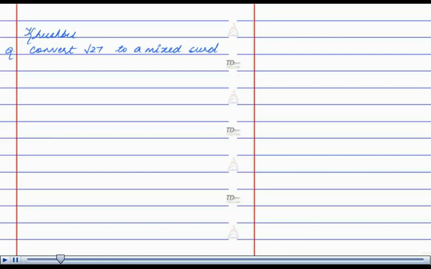The question is, convert under root 27 to a mixed surd. Under root of 27 can be written as under root of 9 into 3, that is under root of 9 into under root of 3. 9 being a perfect square gives root 9 as 3, so the final result is 3 root 3. This is the required solution.